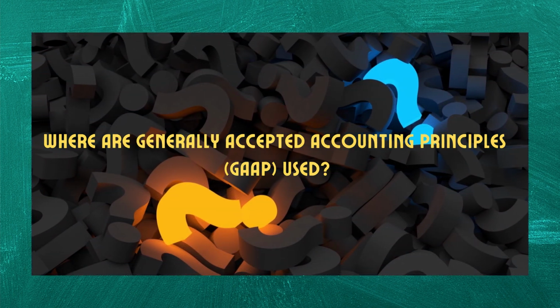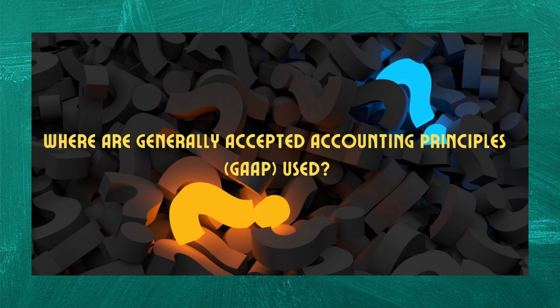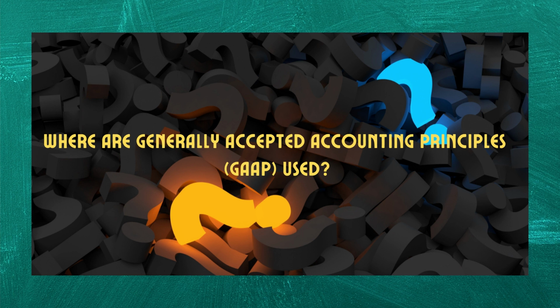Now, where are generally accepted accounting principles used? GAAP is a set of procedures and guidelines used by companies to prepare their financial statements and other accounting disclosures. The standards are prepared by the Financial Accounting Standards Board, or FASB, which is an independent nonprofit organization. The purpose of GAAP standards is to help ensure that the financial information provided to investors and regulators is accurate, reliable, and consistent with one another.